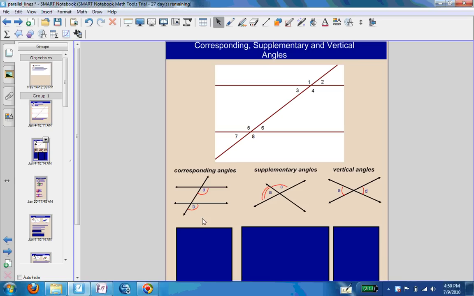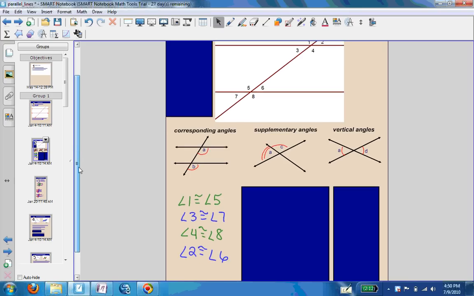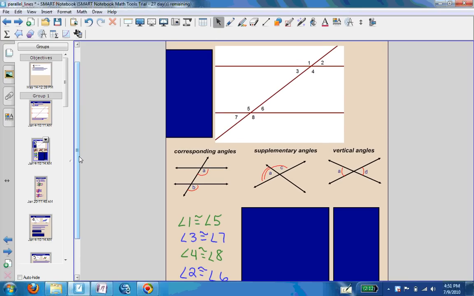So you see in this picture under corresponding angles that they have an example of corresponding angles. Another way to think about it is top right, same angle. Bottom right, same angle. Top left, same angle. Bottom left, same angle. So I have listed all of those examples here for you to show you all of the congruent angles that are corresponding, or they're congruent because they're corresponding.